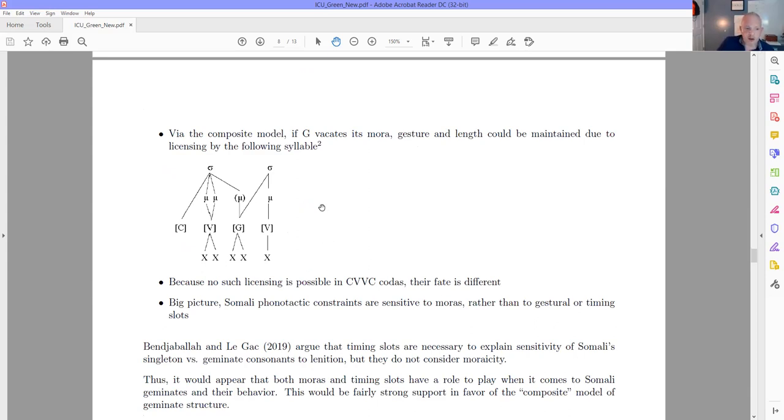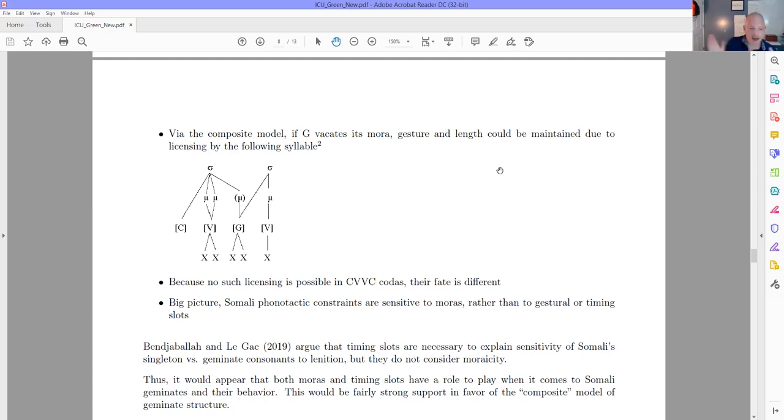And that's the representation that I'm throwing up here. This can be compared though to word internal CVVCs. Because no such licensing is possible in those types of syllables, perhaps their fate is different, and that's why we don't see them arising in the language. So from the big picture perspective, we could say that Somali phonotactic constraints are sensitive to moras rather than to gestural time or gestural slots or timing slots.